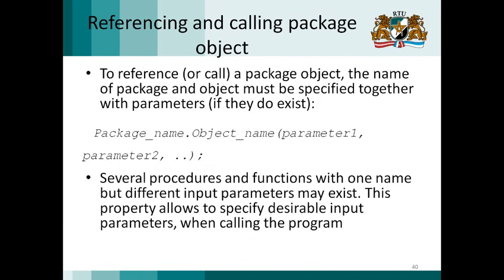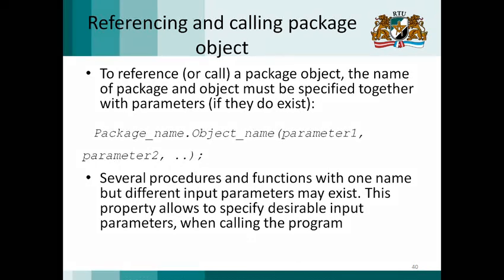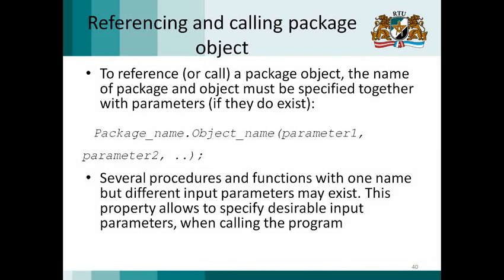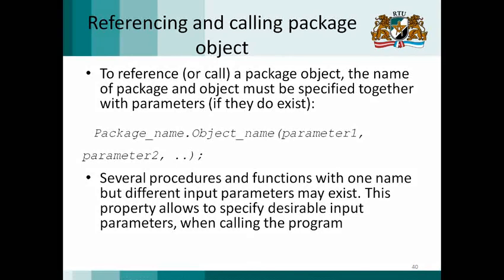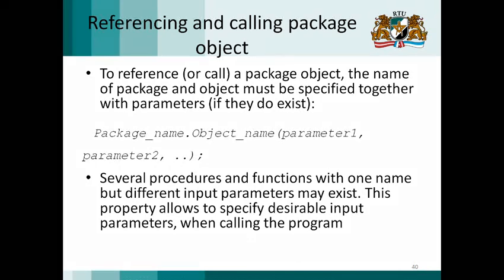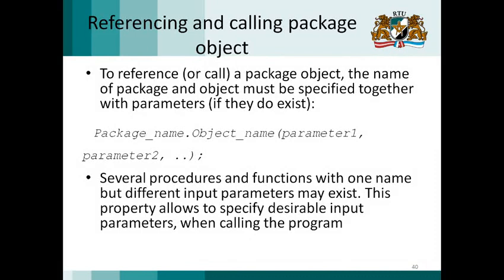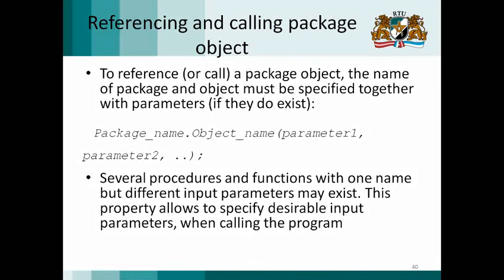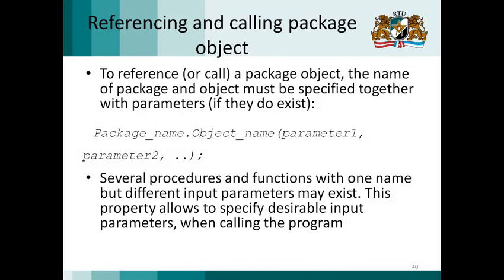this will be the parameters we have specified for this procedures. And there is such thing that we can use several procedures and functions that have the same name. So several procedures could be called compute total sum or something like that, but they can only have one name if they have different input parameters. So this property allows to specify desirable input parameters when calling the program.